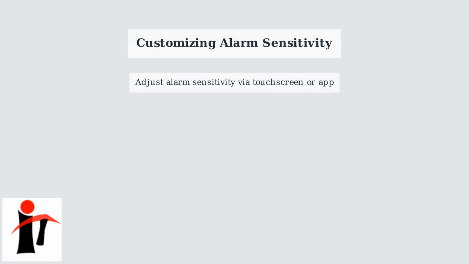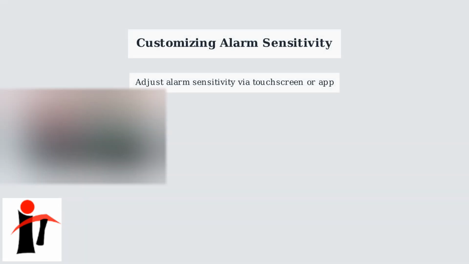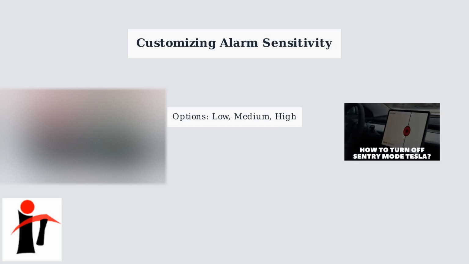You can adjust the alarm sensitivity directly from your Tesla's touchscreen or through the Tesla mobile app. This helps customize how your vehicle responds to potential threats. The options are usually low, medium, and high. Each level affects how sensitive the system is to motion detection.